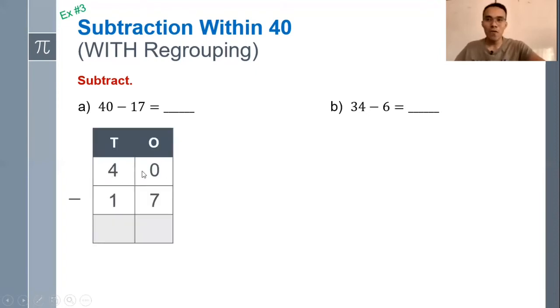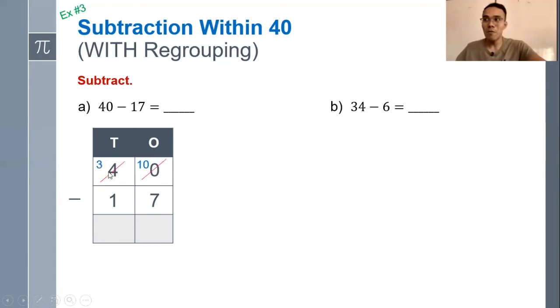We have 40 minus 17. Let's start subtracting the numbers in ones. 0 minus 7 cannot be, right? The number on top is smaller than the number at the bottom. So what we're going to do, we are going to ask help from the neighbor. And the neighbor of 0 is 4. So how to do that?